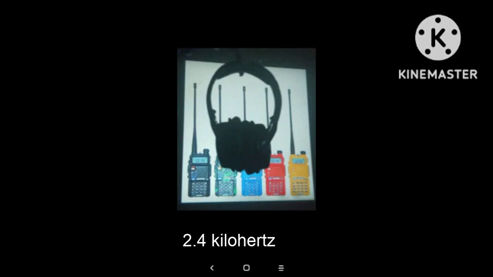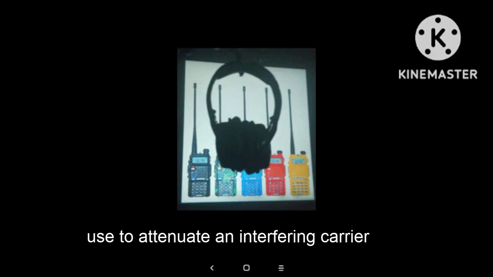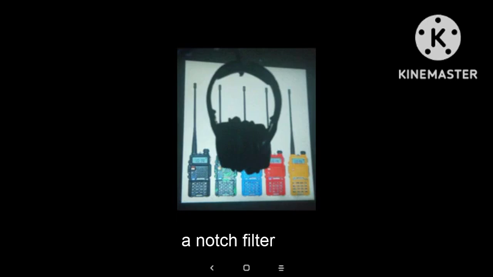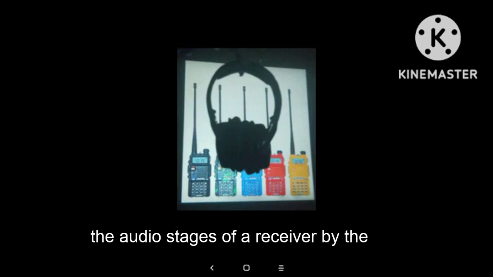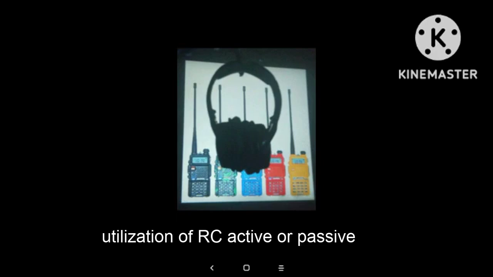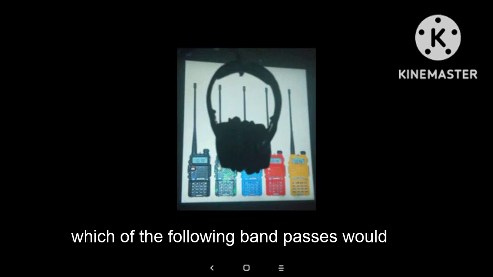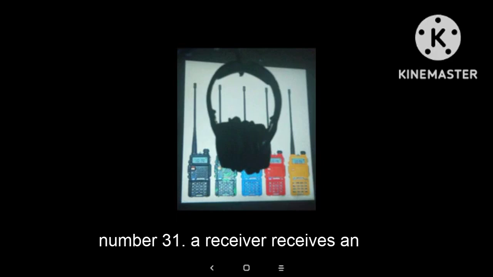2.4 kHz. Number 29. What kind of filter would you use to attenuate an interfering carrier signal while receiving an SSB transmission? A notch filter. Number 30. Selectivity can be placed on the audio stages of a receiver by the utilization of RC active or passive audio filters. If you were to copy CW, which of the following band passes would you choose? 750 to 850 Hz.